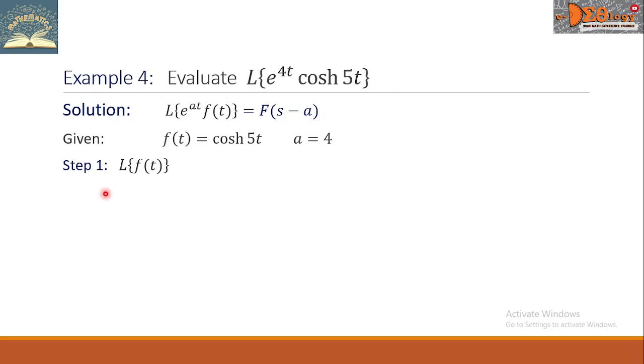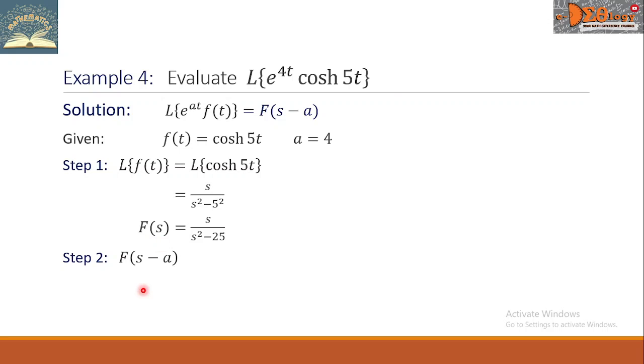Then we go to step 1. Evaluate Laplace transform of f of t. The f of t is here, the cosine h of 5t. Then we use the formula for the Laplace transform of cosine h 5t. It becomes s all over s squared minus 5 squared. We simplify this 5 squared into 25. This is now our function F of s.